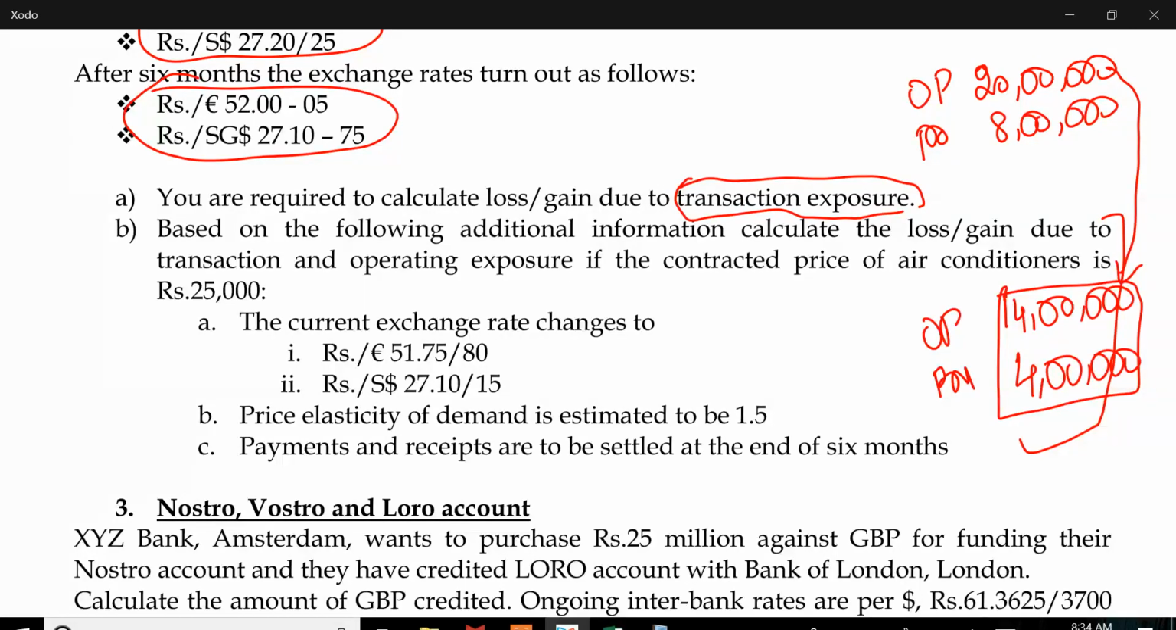Any doubts in this? Operating exposure means the overall profit is undergoing a change because of change in operations. Whereas transaction exposure is reduction in profit due to the transactions which the company has, due to the currency changes which are happening.